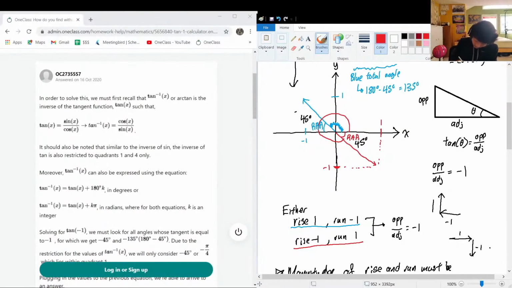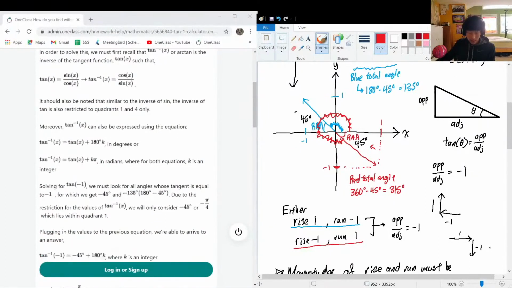Okay, and the red total angle, which is this guy, is just 360 minus 45 degrees. Basically we're doing a whole loop, but then reverting the 45 here. So that would be 315. Yeah, 315 degrees. Okay, so those will be our two answers, 135 degrees and 315 degrees.